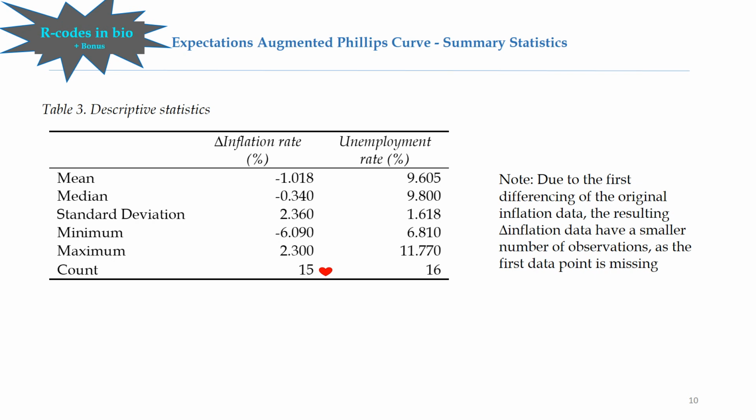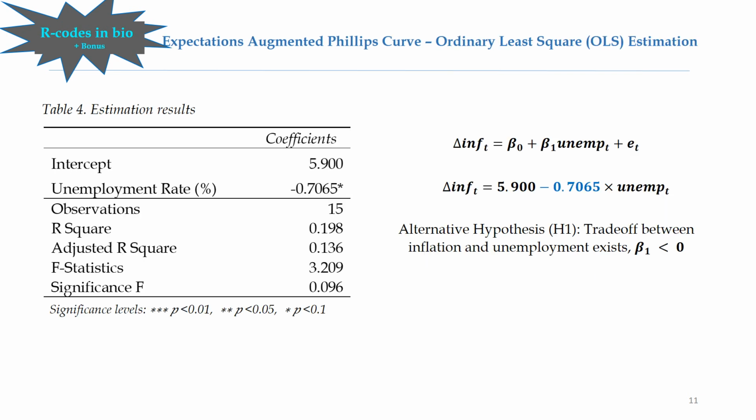In the table of descriptive statistics, due to the first difference of the original data on inflation, the resulting data on delta inflation has one less number of observations. In the table reporting OLS estimates, the Phillips curve coefficient exhibits a negative sign with the value of 0.7065% and statistical significance at the 10% level. Consequently, we can accept the alternative hypothesis indicating the existence of an inverse relationship between delta inflation and unemployment.